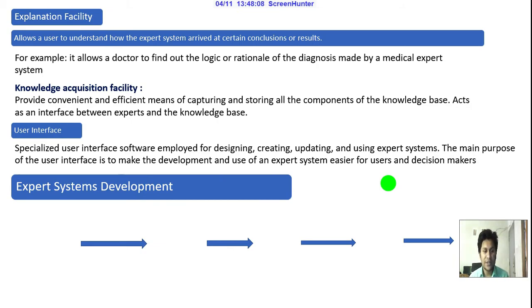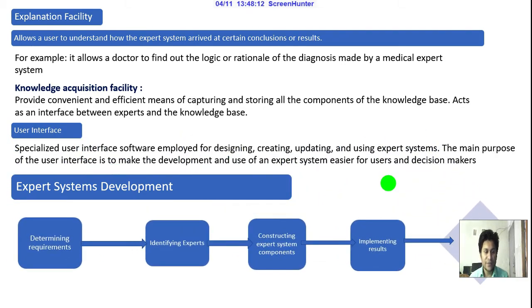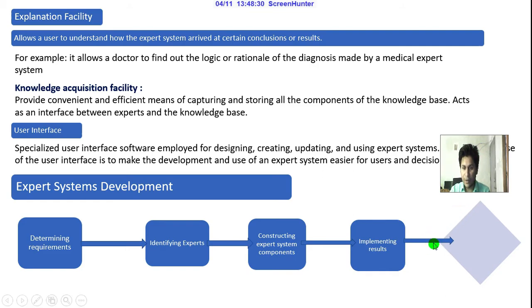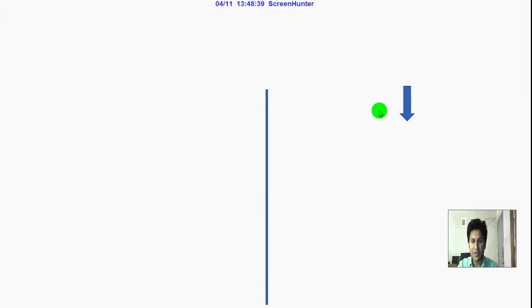Expert system development. Now we can see the steps of expert system development. First step, determining requirements. Second step, identifying experts. Third step, constructing expert system components. Next step, implementing results. And the last step is maintaining and reviewing the system. Now I would move to the next slide.